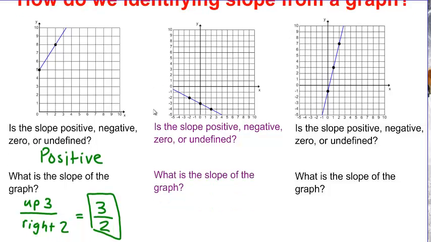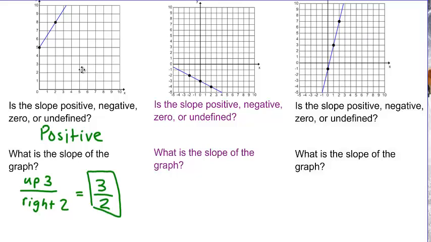So if we look at an example here, we see that in our first graph, our line is going up and to the right, meaning it is positive. It has a positive slope. And then to find our actual slope, we count how many do we have to move up and how many do we have to move to the right. So here we go from 5 up 1, 2, 3, so it'd be up 3, and then we move right 1, 2, so it's up 3, right 2, and our slope is 3 over 2.